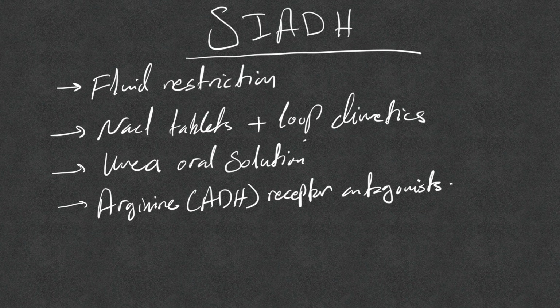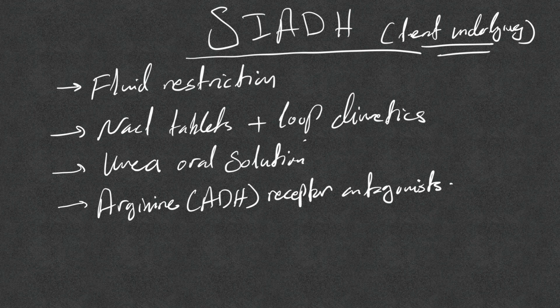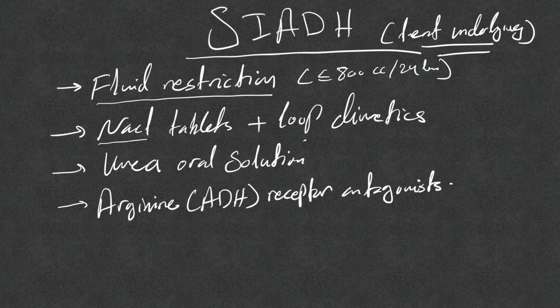SIADH, again: first with SIADH we need to treat the underlying cause. Very important not to forget, look for the underlying cause and treat it, whether it's a condition or a drug that you need to discontinue. The treatment is fluid restriction, again less than 800 cc of all kinds of fluid, and NaCl or sodium chloride tablets, and again we give them with loop diuretics. If you decide to give urea oral solution instead, there is no need to give loop diuretics because they induce water diuresis themselves. And vasopressin or ADH receptor antagonists, as we said, like Tolvaptan or Conivaptan.